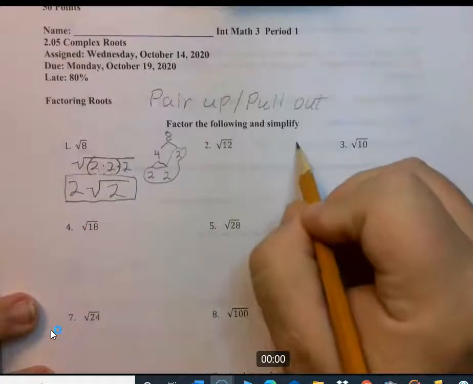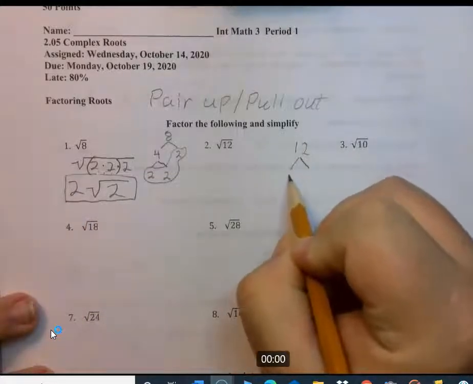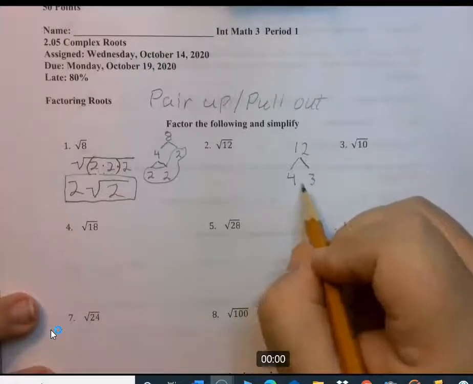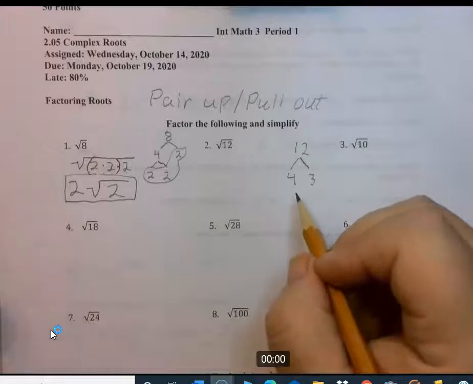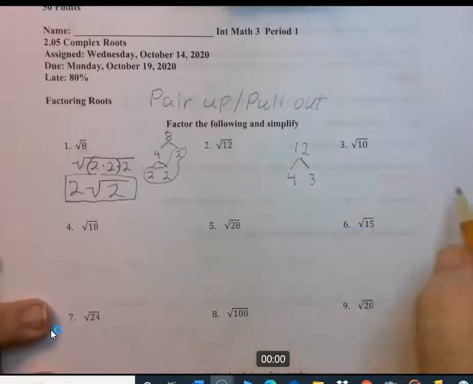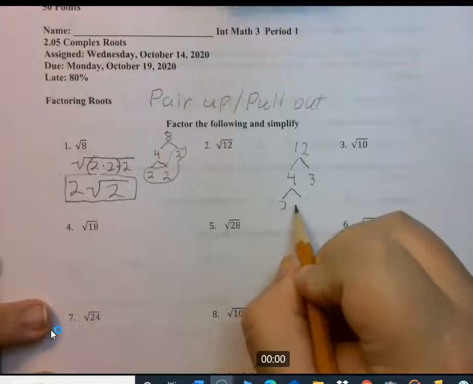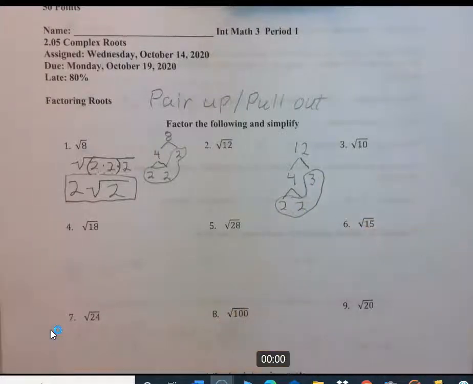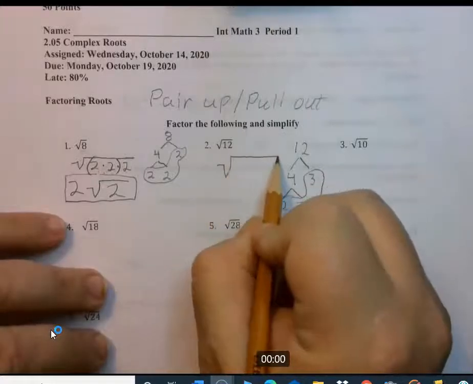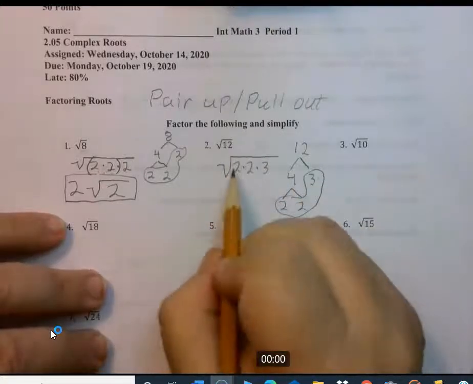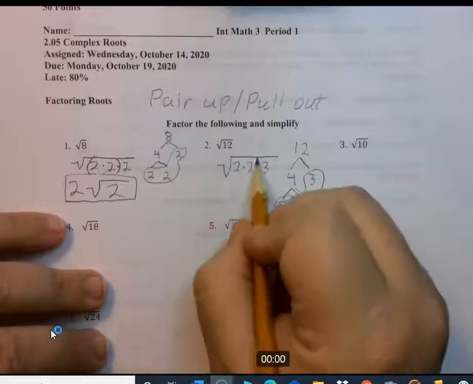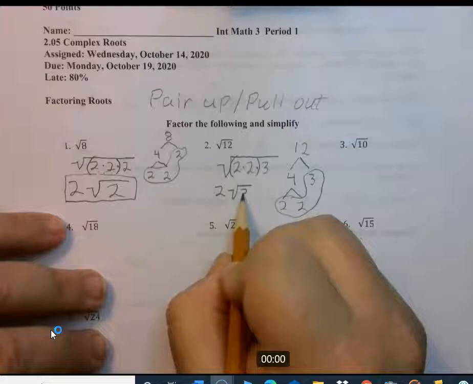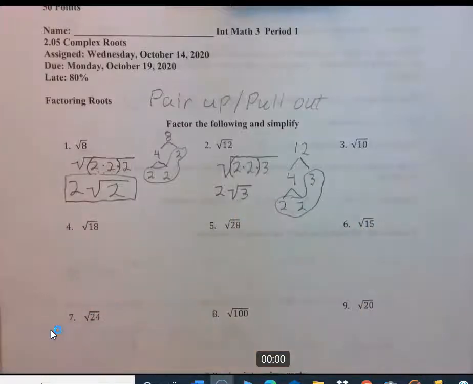Okay, let's do 12. I'll do most of these for you, not all of them. Just be sure you know how to do them. 3 is a prime number, so 12 is 4 times 3. I could have said 2 times 6. It doesn't matter. It'll eventually get you to the prime roots. I'm going to break that into 2 times 2, and now I have all prime numbers here. So 3 times 2 times 2. Put those inside, so 2 times 2 times 3 is 12, square root of 12. And I pair up those and you can pull them out, and it's 2 root 3. 3 gets left behind because it can't be paired.